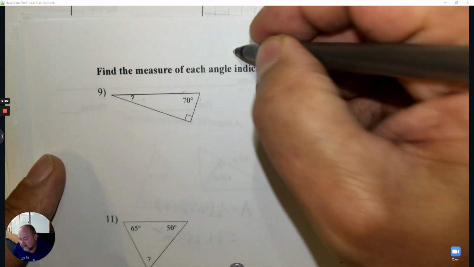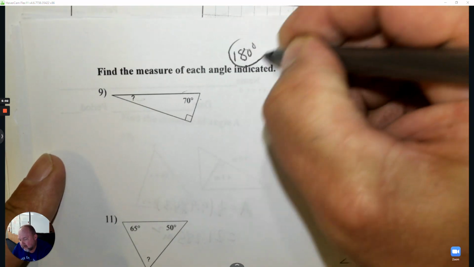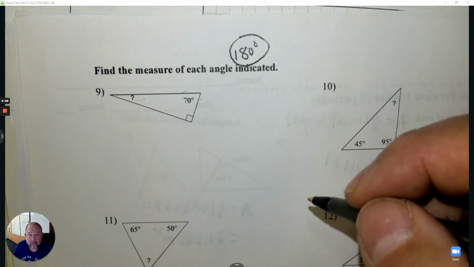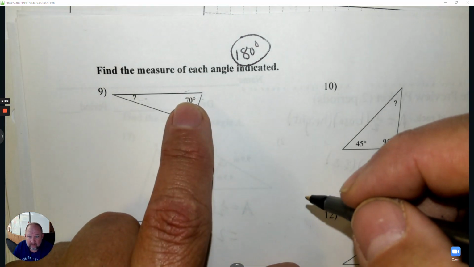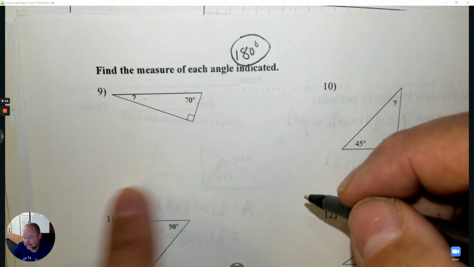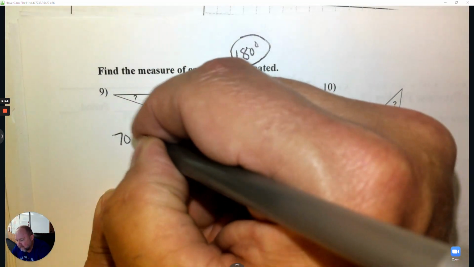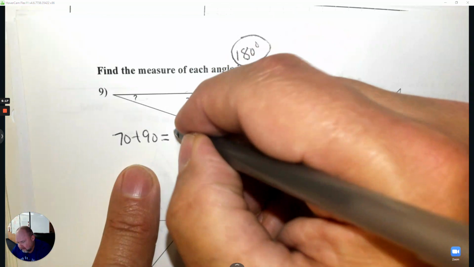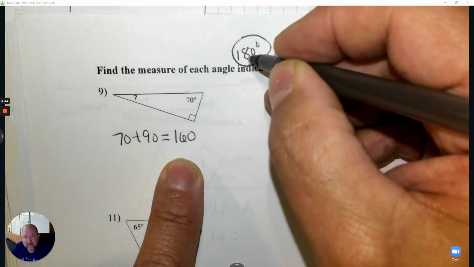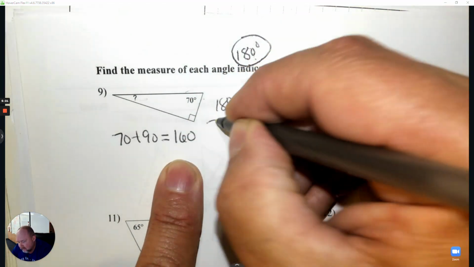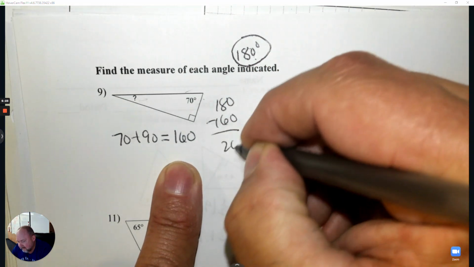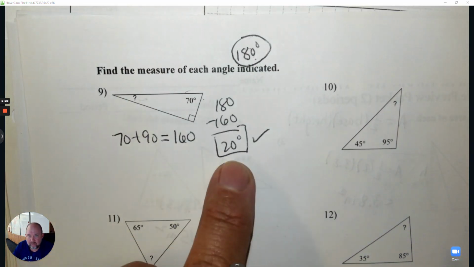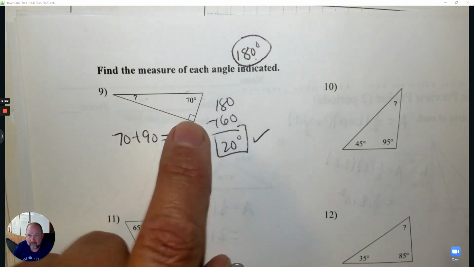So the whole idea here is that when you add all the angles in the triangle, it adds up to 180. So for these questions, you'll know two angles. So I know 70 degrees, and that means 90. So the first thing I'm going to do is I'm going to go 70 plus 90, and I'm going to get an answer. You can use your calculator. Then when you get an answer, I'm going to subtract that answer from 180 to get the answer I'm looking for. So this missing angle is 20 degrees because they add up to 180.